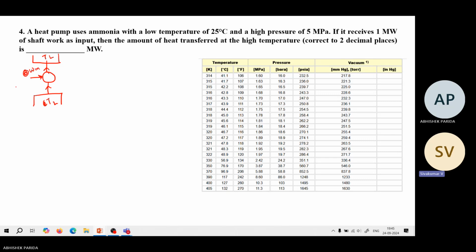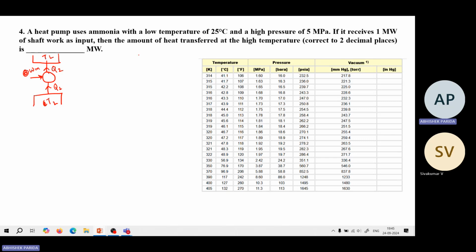I have calculated the COP of the heat pump, and in general, COP of heat pump is equal to desired effect divided by work input. So here work input is given as 1 megawatt. I have roughly obtained the desired effect as 5.67 megawatts, sir. I would like to check it again, sir. I would like to verify my steps are correct. Okay, so yes, the approach is totally right.